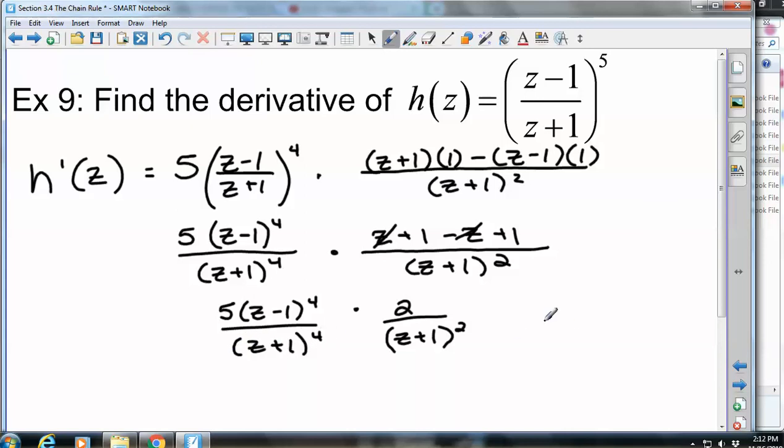Can we do anything else? Yeah. So we have z plus 1 to the 4th times z plus 1 to the 2nd, so that's z plus 1 to the 6th. On the top I'm going to multiply 2 times 5, and that gives me a 10.